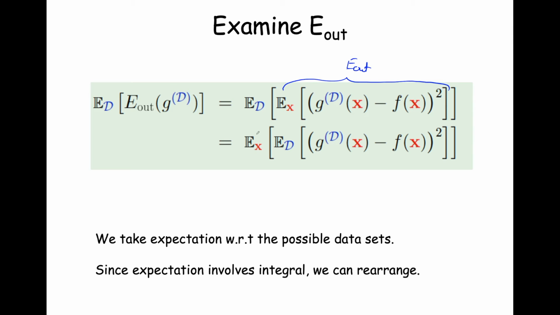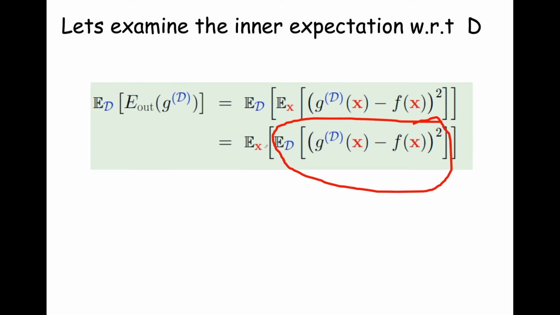So we can put the expectation with respect to the data set inside and bring out the expectation with respect to the instantiations of the data points. And so when we do this swap, we're going to now focus our attention on this inner expectation with respect to the data sets, E script D of our final best hypothesis indexed by a data set on X, that difference, squared error difference between our final best hypothesis and our unknown target function.